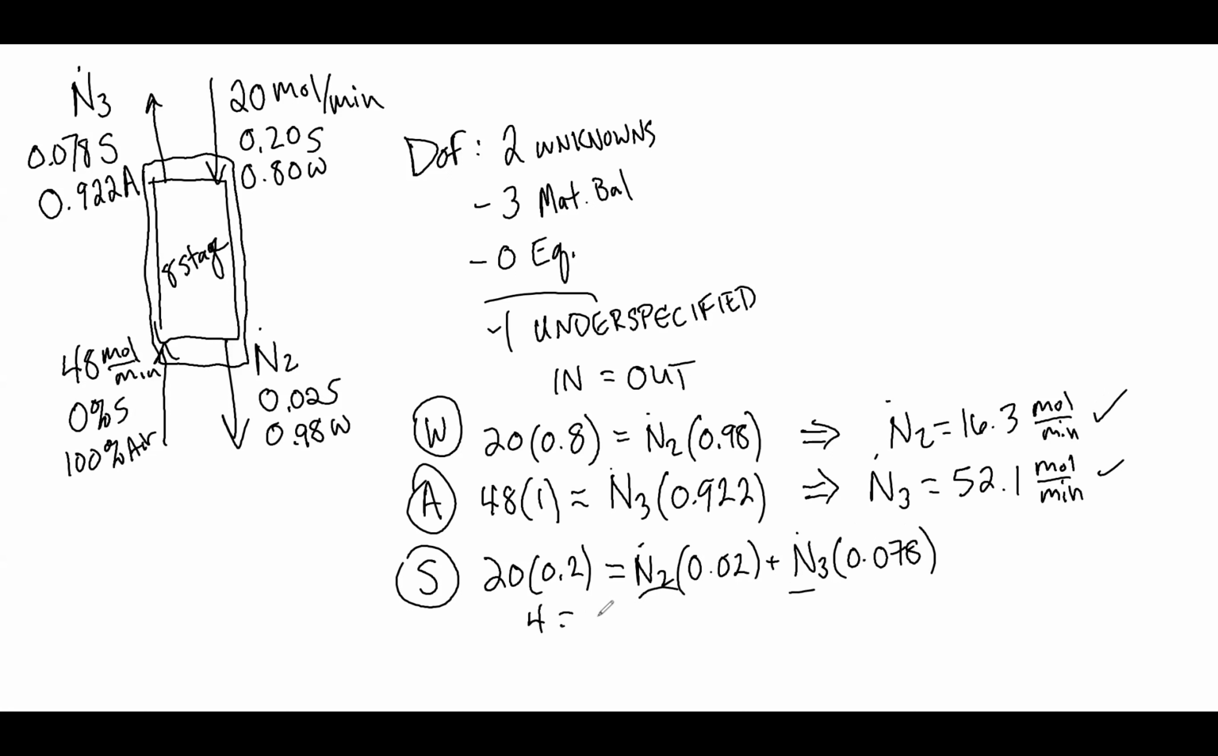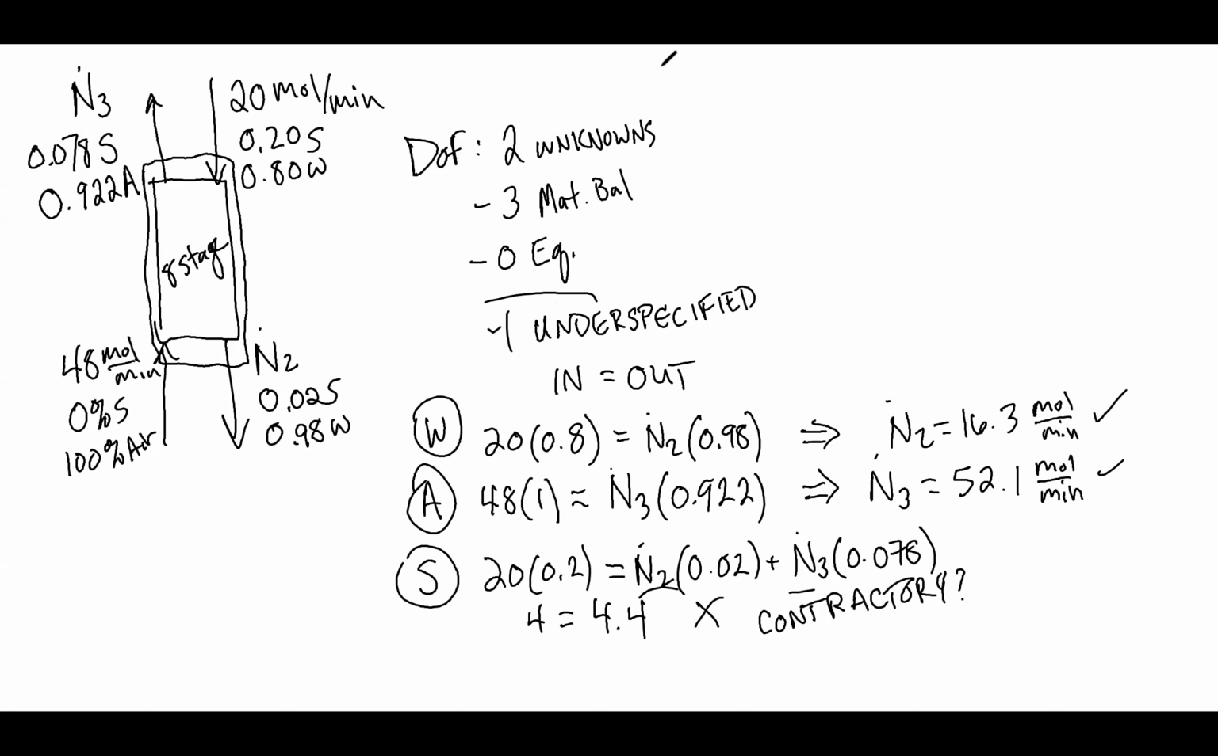I get 4 is equal to 4.4, which is close, but my error is about 10%. So I'm going to conclude that it's a little bit too far apart, and my conclusion is that my information is contradictory. So what went wrong here? Well, first of all, I'm underspecified, and that can't be the case.